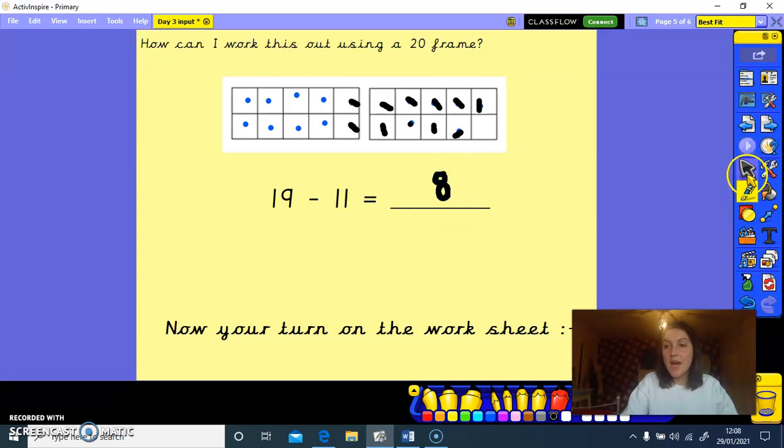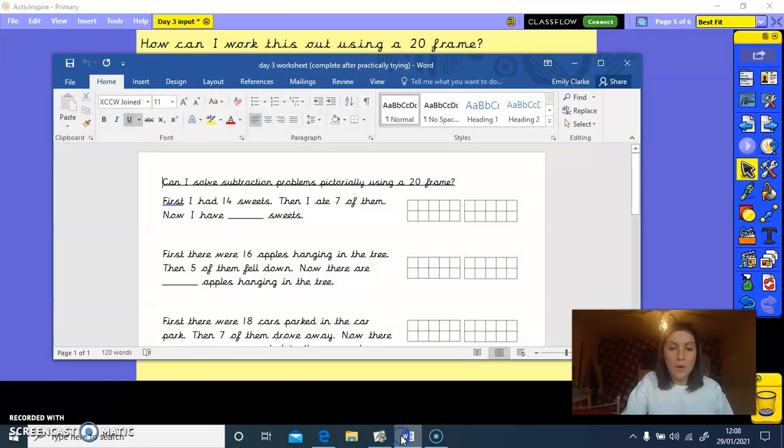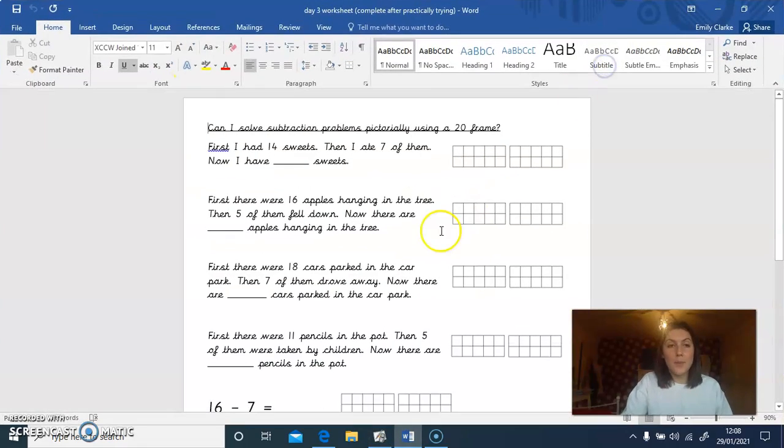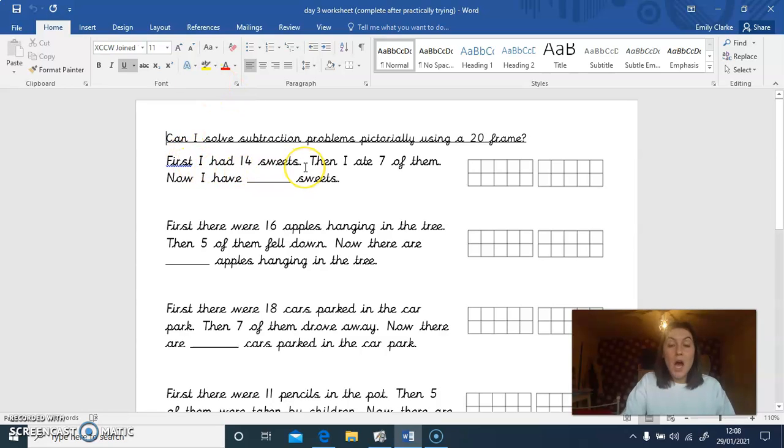Okay, lovelies, so your challenge now is to complete the worksheet pictorially like I have just shown you, which looks like so. So you have got to read the word problem. First, I had 14 sweets. You will then add 14 counters into the 20 frame like we just did together. Then I ate 7. So you've then got to cross out 7. Then count them up and that will be your answer.